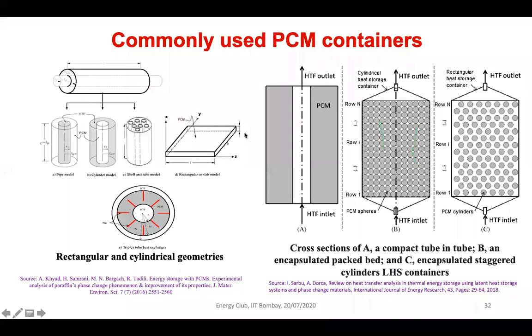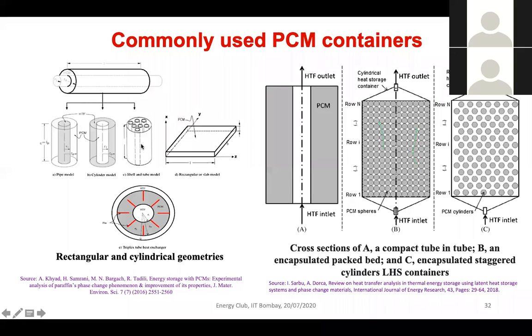In the shell and tube heat exchanger, you can see one example, which is called a multi-tube heat exchanger, where on the shell side phase change material is kept, and on the tube side heat transfer fluid is flown. The opposite is also done: PCM is kept in the tubes, and heat transfer fluid flows outside, inside the shell. Depending on the application, these configurations are chosen.